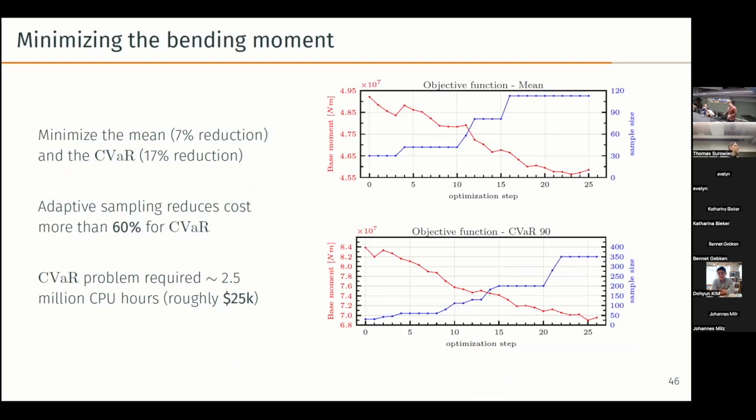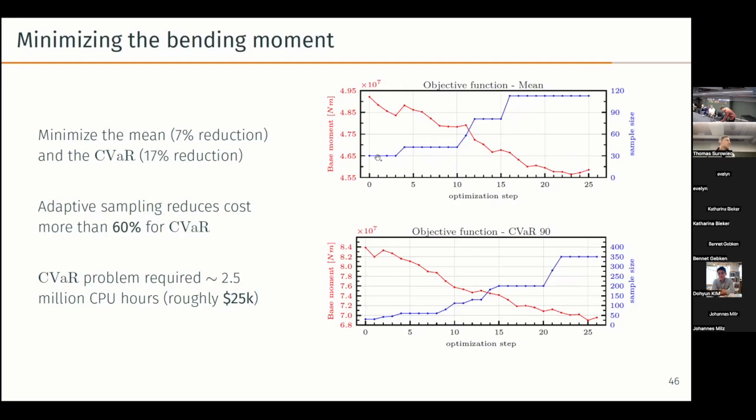So we want to reduce the number of samples as much as possible, because that's the limiting factor in the cost, or the first major cost to be addressed. So we do that through adaptive sampling. And you can see in these two plots on the right, the first one's for the mean, the second one's for the CVaR. Sample size is in blue.